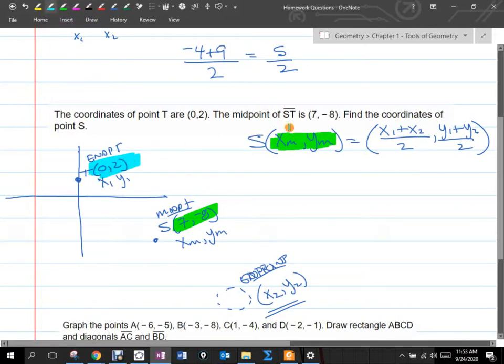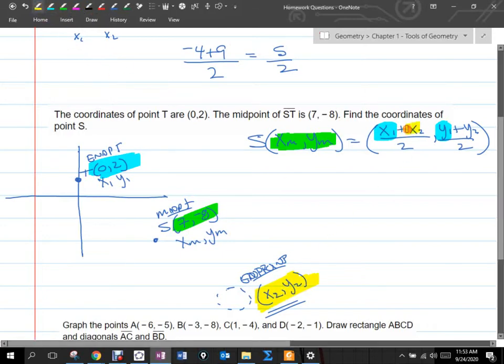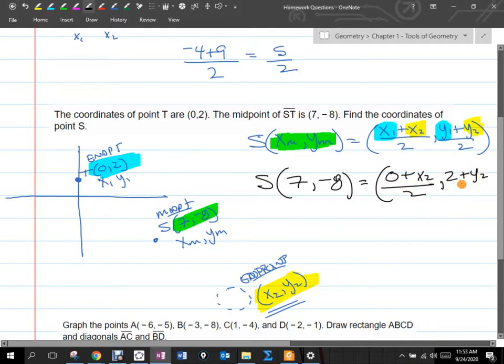This information, x1, y1, is going to go there and there. And that's going to leave me with this information being x2 and y2 that are unknown that I'll be able to solve for. So plugging that information in, we'll have point S of 7 comma negative 8 is equal to, now x1 is my 0, so I'll say 0 plus x2, I don't know that, so it's just x2 all over 2. y1 is this 2, y2 is unknown. We'll divide by 2.